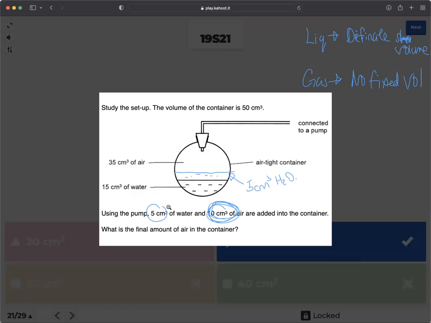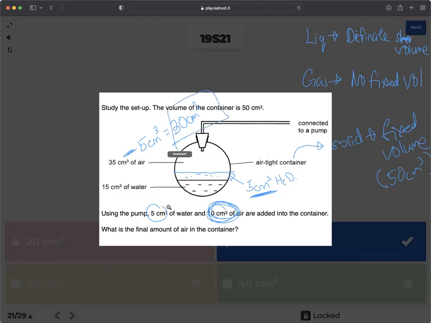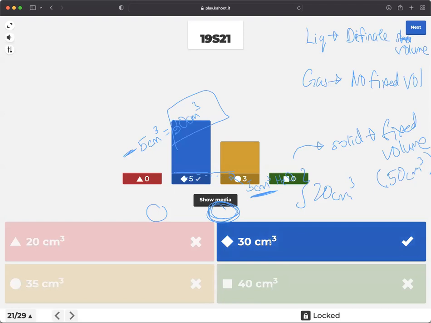So because the extra water takes up 5 cm cube of space, the amount of space that the air takes up will be minus 5 cm cube. And therefore your answer will be 30 cm cube. Is that clear? Because the container, which is a solid, has a fixed volume as well. Okay, so the container itself has a fixed volume of 50 cm cube. So the water takes up 20, so the air will take up the remaining 30. Is that clear? So the water will take up 20 cm cube. The air will take up the remaining 30 cm cube. And therefore the answer is 30.